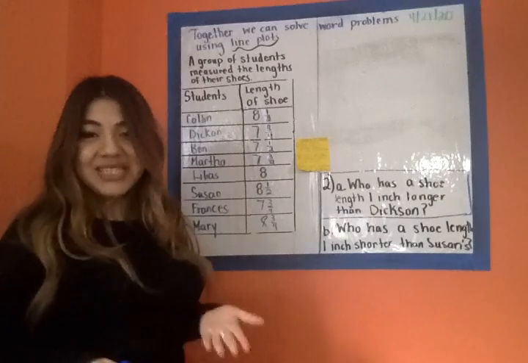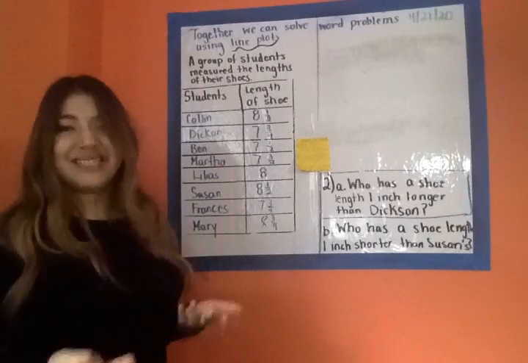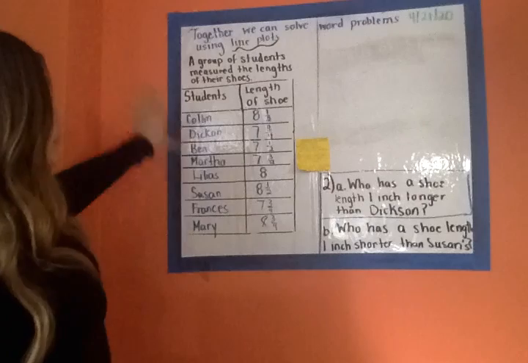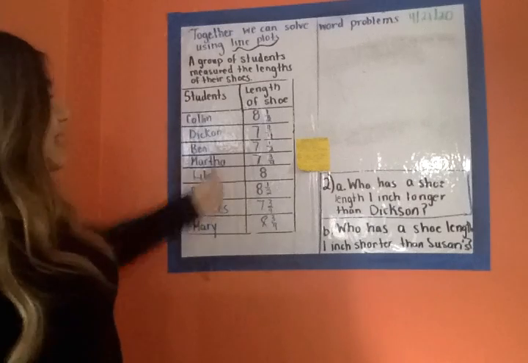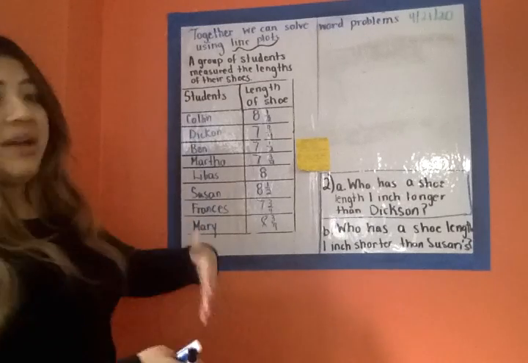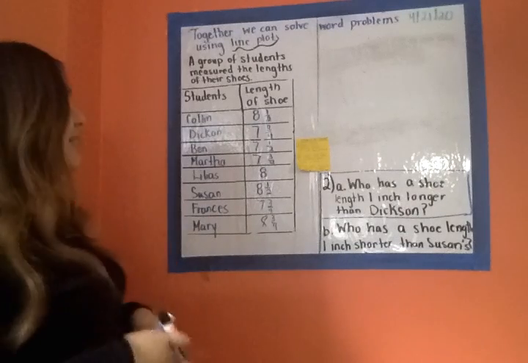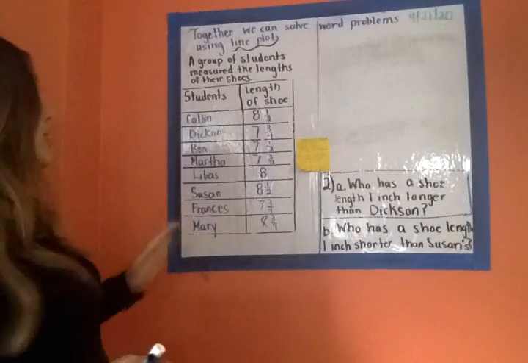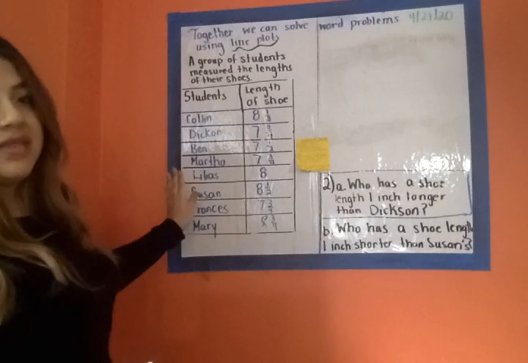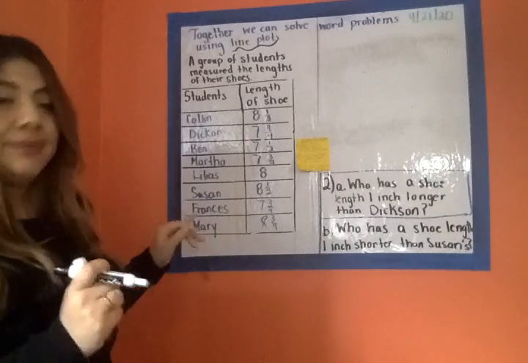If you haven't done so, it's okay. Let's read it again together. It says, a group of students measured the length of their shoes. And you have that information right below, right? And so before you continue, try to name 3 different things you noticed about the information on this table, okay? At least 3.